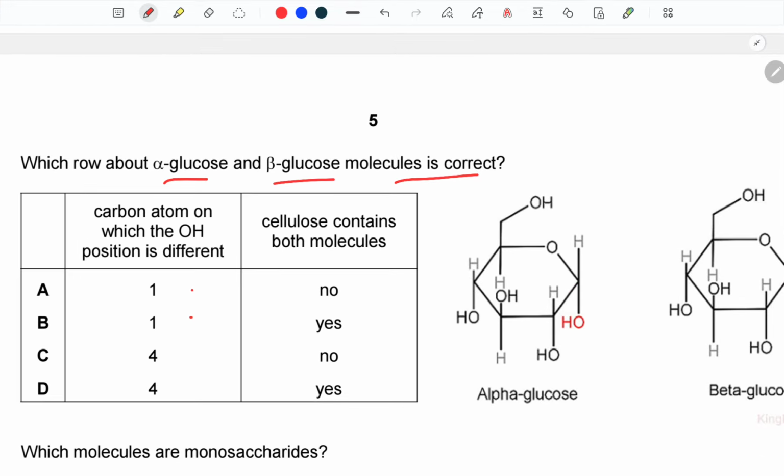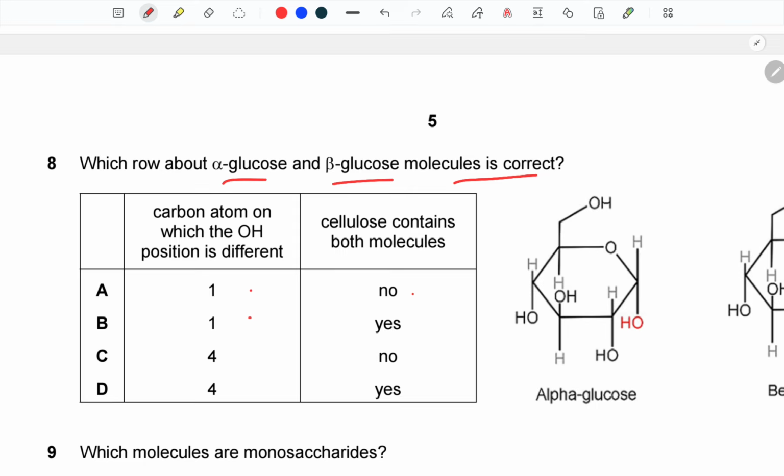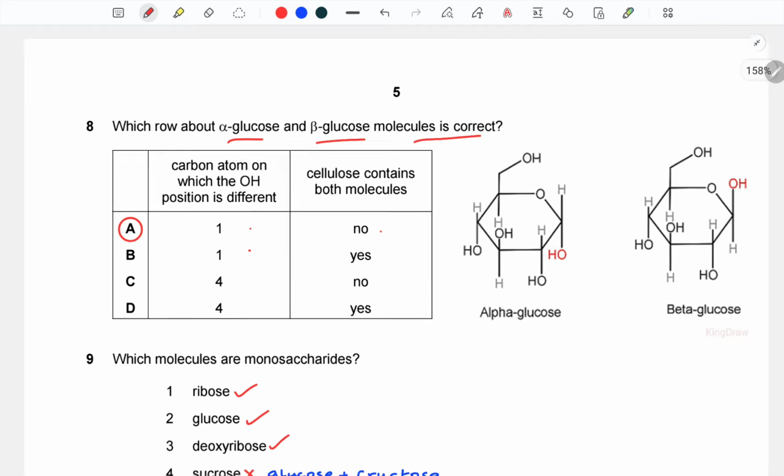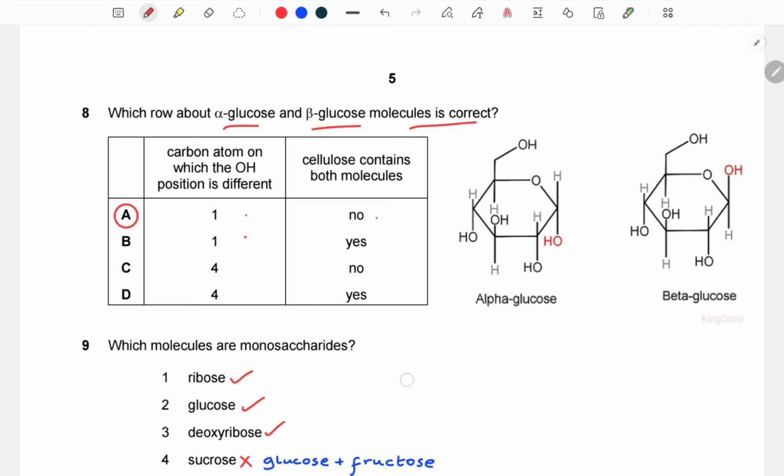And cellulose contains both molecules. That is not right. Cellulose only contains beta glucose and not alpha glucose. Hence our answer for 8 should be A.